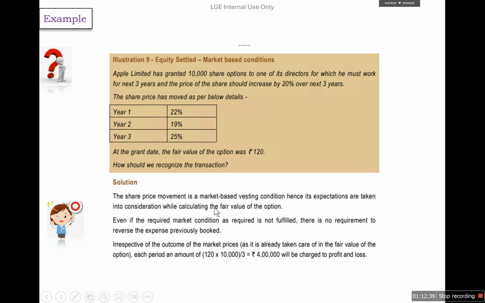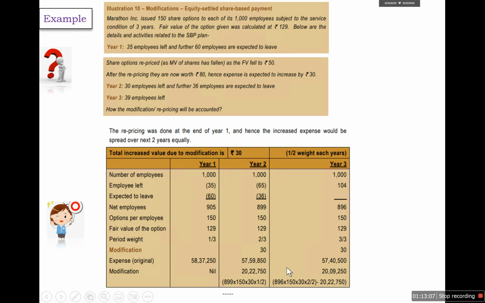So share price movement is a market-based vesting condition. Hence, the expectations are taken into consideration while calculating the fair value. Even if the required market conditions are not fulfilled, there is no requirement to reverse the expense previously booked. So irrespective of the outcome of the market price, as it has already been taken care of in the fair value of the option, each period an amount of 120 into 10,000 divided by 3, 4 lakh will be charged to profit and loss account.